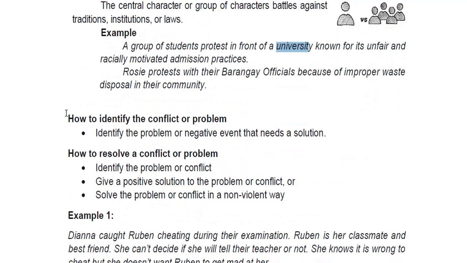Okay, next, how to identify the conflict or problem. So identify the problem or negative event that needs a solution. So that is very easy. For you to identify the problem, you need to read the story and analyze it and find an event in which it needs a solution. So that is a problem.